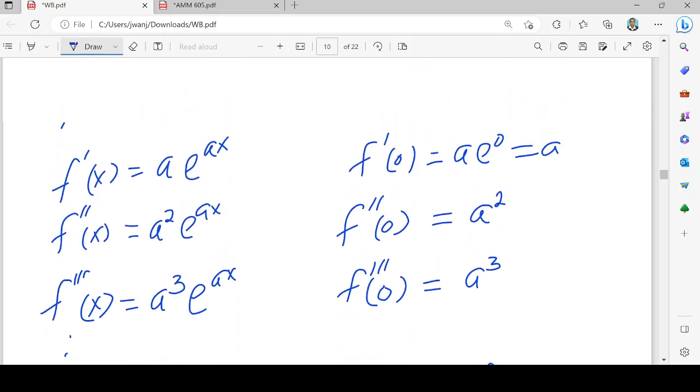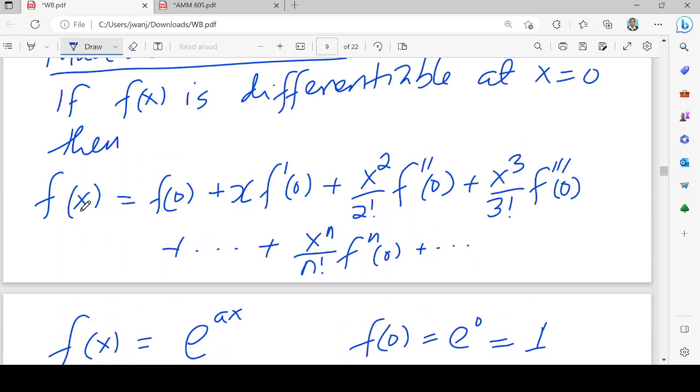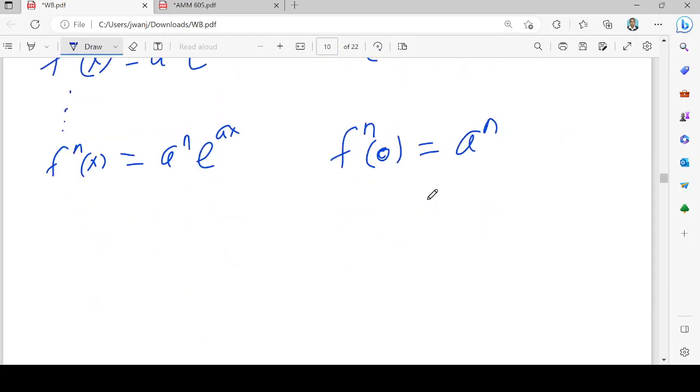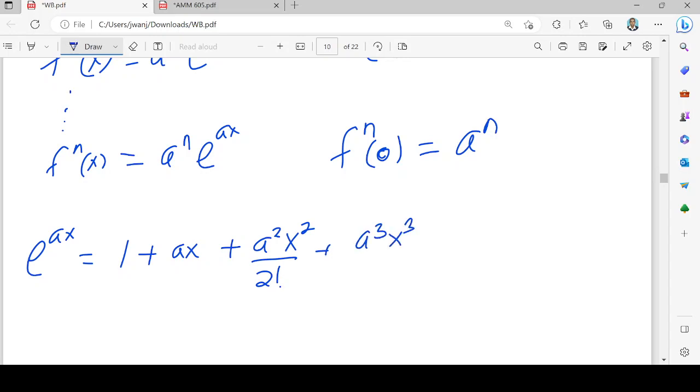Now, if we substitute these values into our series here, the first term is 1. Here we write ax. This will be a squared times x squared over factorial 2. This one is a cubed, which will multiply this. So our series for the exponential function e raised to power ax becomes 1, then plus ax, then plus a squared x squared all over 2 factorial. Then the next term is a cubed x cubed all over factorial 3, and so on, so that any term will take the form a raised to power n, x raised to power n, all over factorial n.